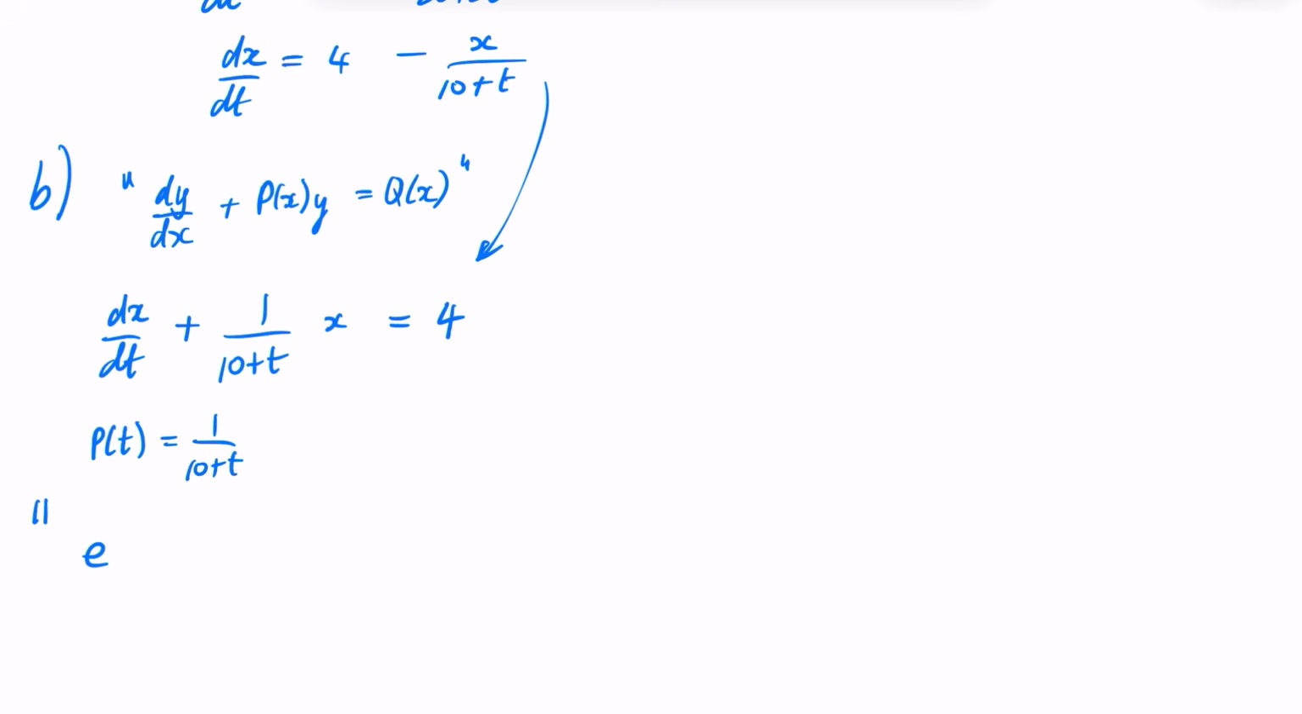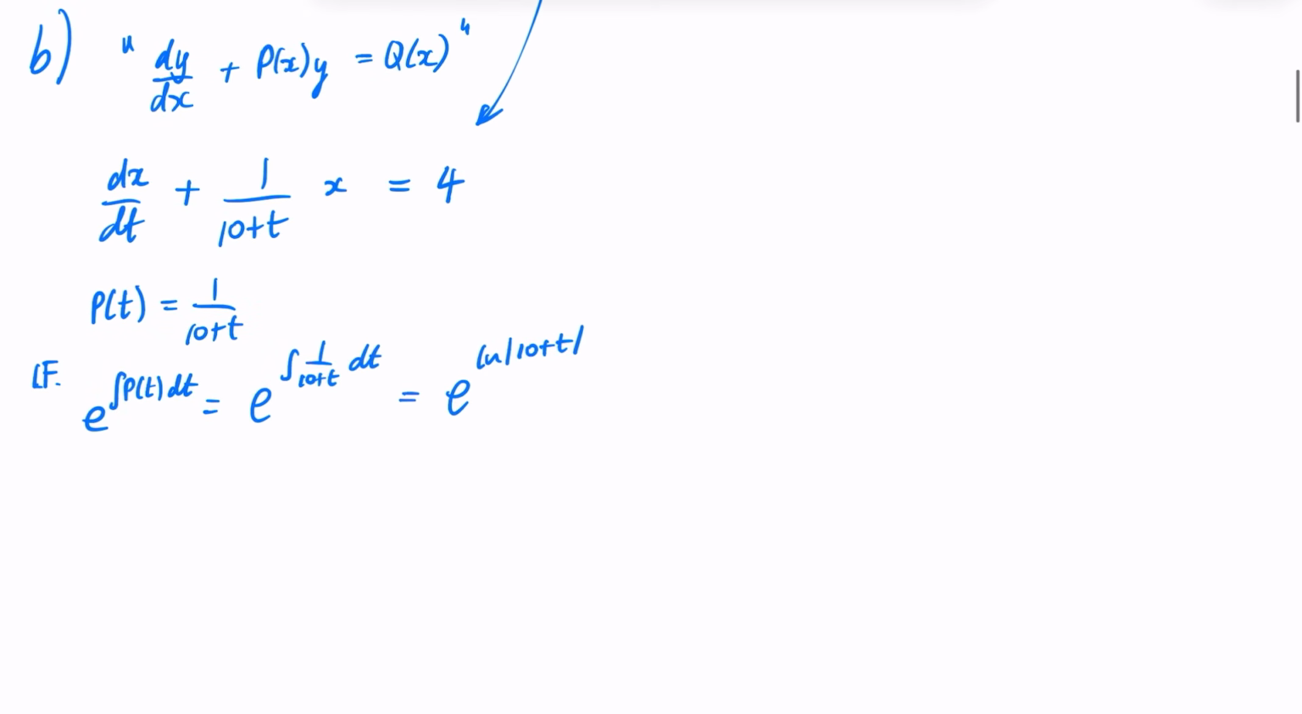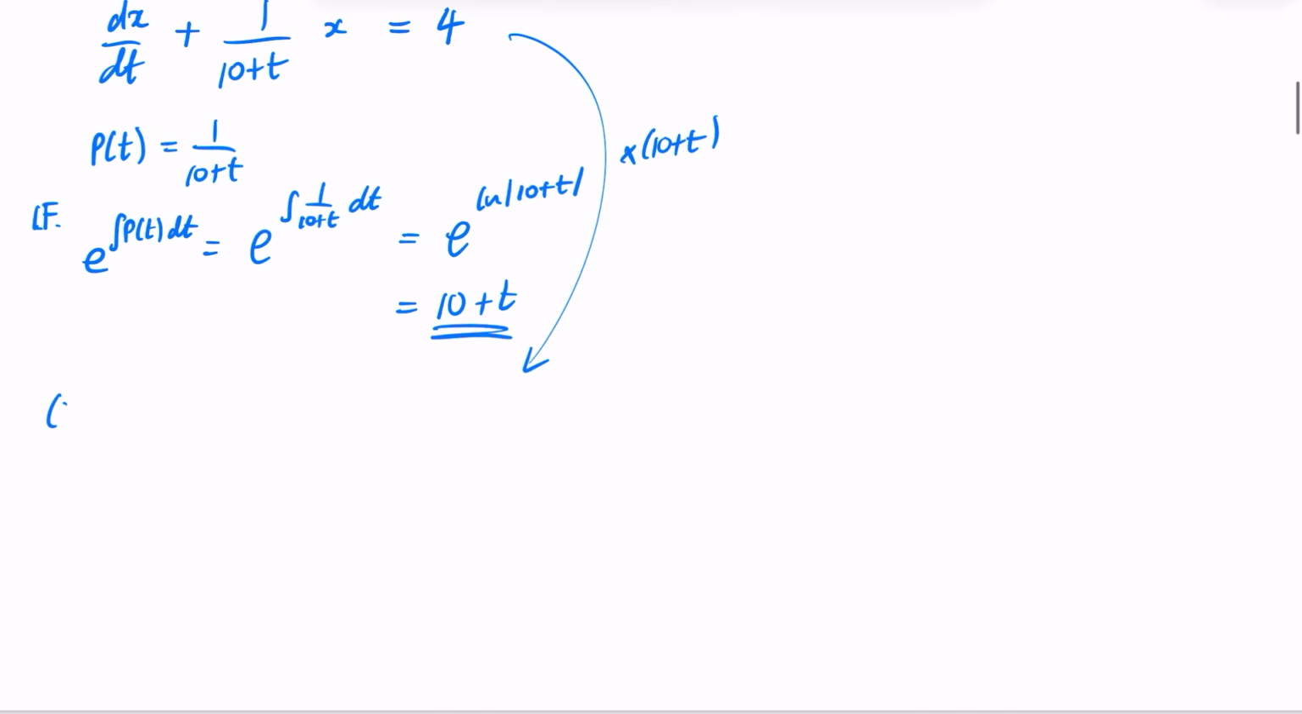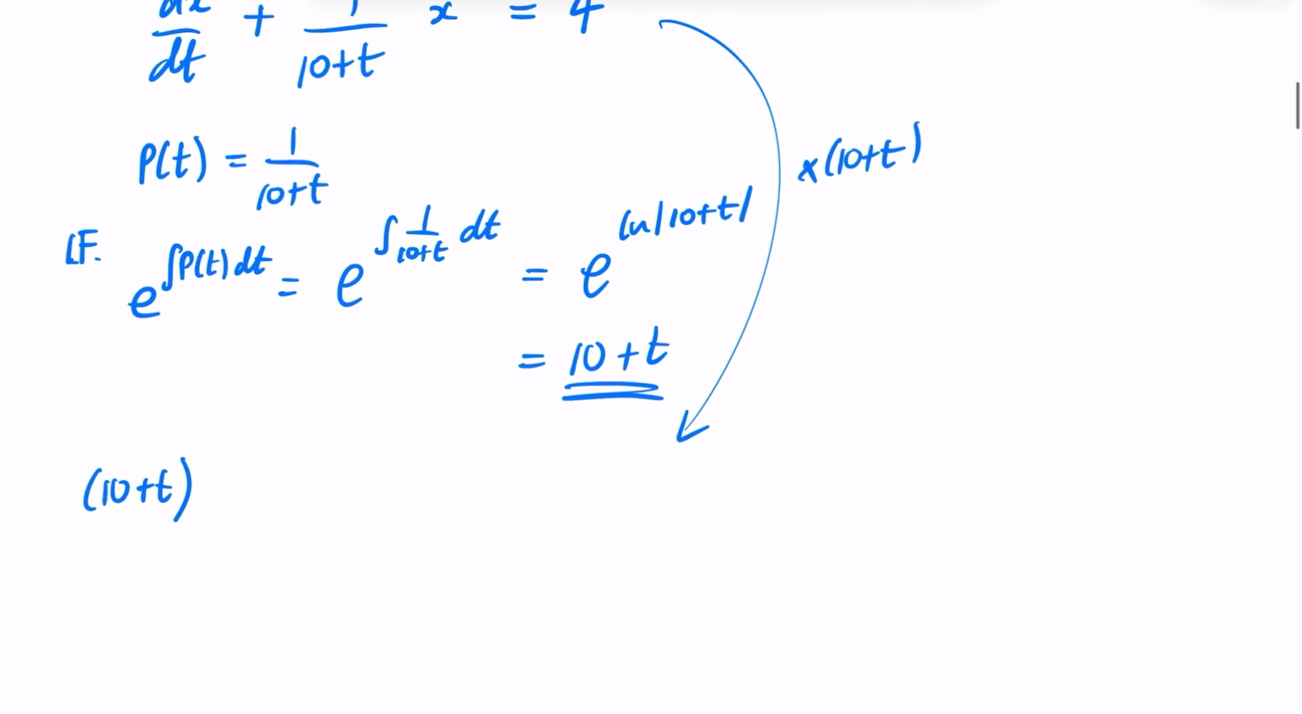So my integrating factor is going to be e to the integral of p of t dt, which is e to the integral of 1 over 10 plus t dt, which is e to the ln of 10 plus t, because obviously that's what 1 over 10 plus t integrates to, and the e and the ln cancel, so we just get 10 plus t as the integrating factor. So this means we now take this equation and we multiply it by 10 plus t. So we have 10 plus t multiplied by dx dt.